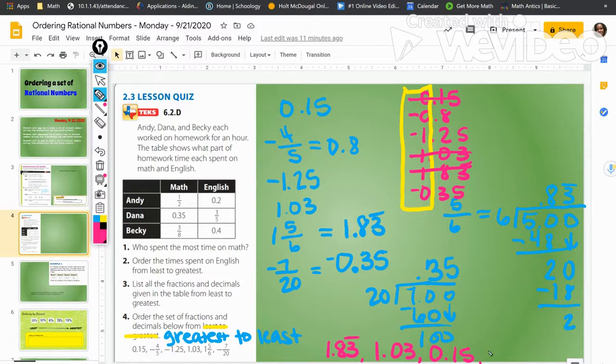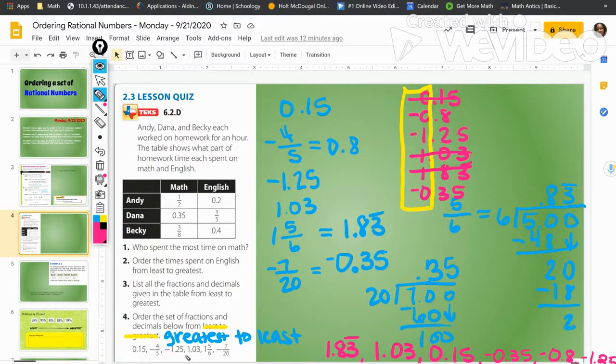So I'm going to say negative 35 hundredths, negative 8 tenths, and then last but not least, negative 1 and 25 hundredths. Oops, that's kind of off the screen. But negative 1 and 25 hundredths.